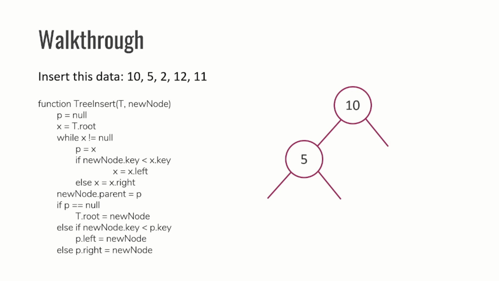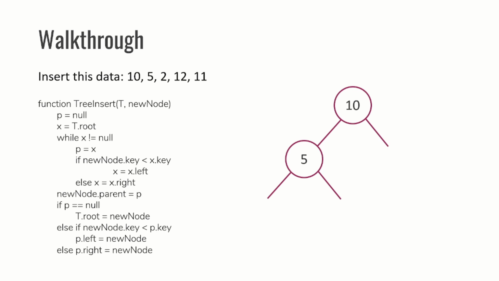Next we're adding 5. So new node contains the key 5. X is t.root, and we've got it this time, so that becomes the node with 10 in it. And while X is not equal to null, we can run the algorithm now. So P becomes X. If the new node.key is less than X.key, then X equals X.left. Before we actually place the node, X.left is just a null pointer. So X becomes a null pointer here. That then ends the while loop.